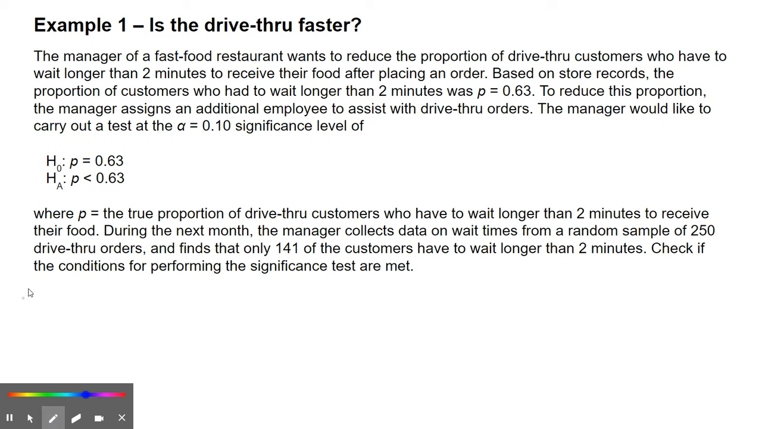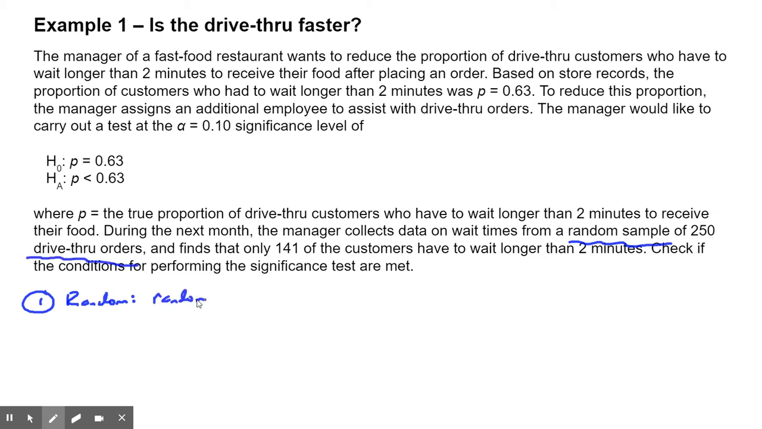All right, so here we go. Our conditions here. The first condition is the random condition. So I saw right here, random sample of 250 drive-through orders. So that's good. Number two, large counts condition.